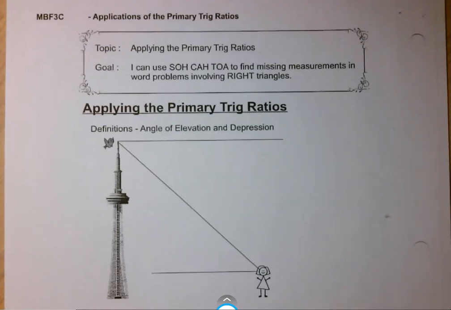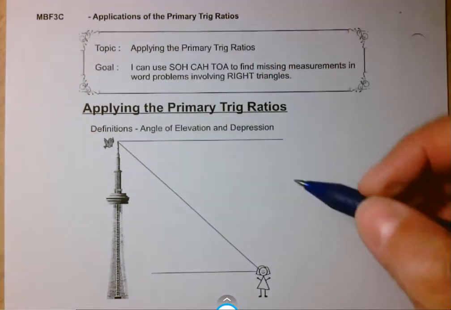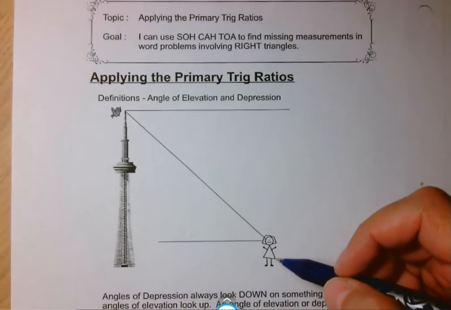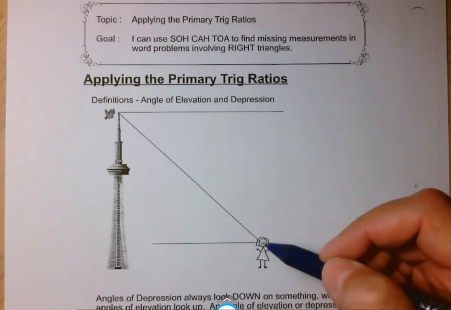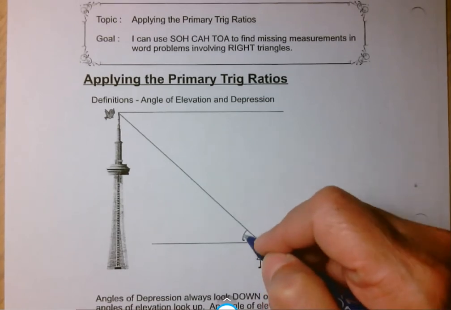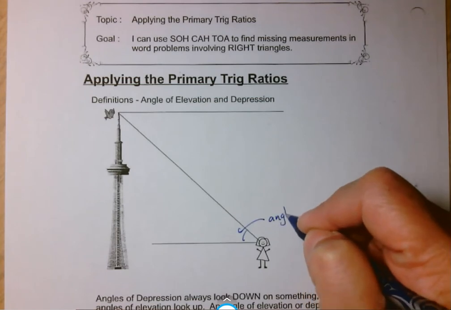This video is going to lead us into trigonometry word problems. One of the things that is common with trig word problems when we have right angle triangles is the concept of angle of elevation and angle of depression. So if you are standing on the ground and looking up, the angle with which you are looking up is called the angle of elevation.